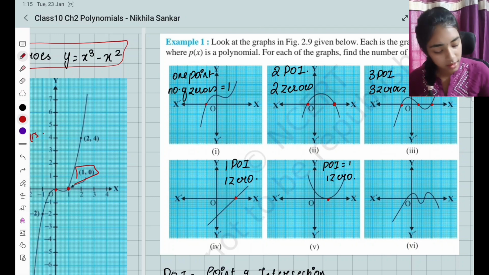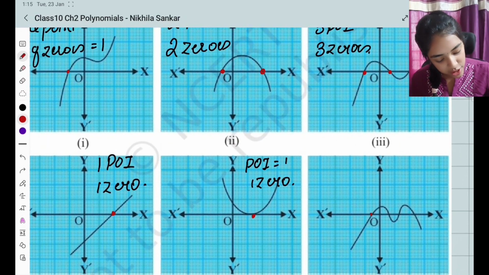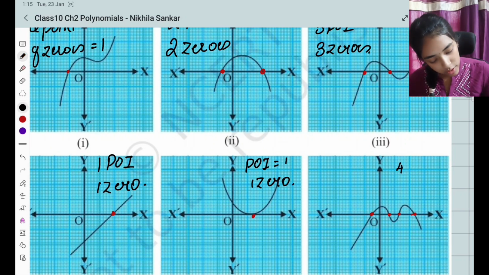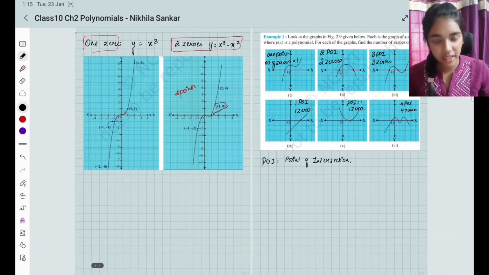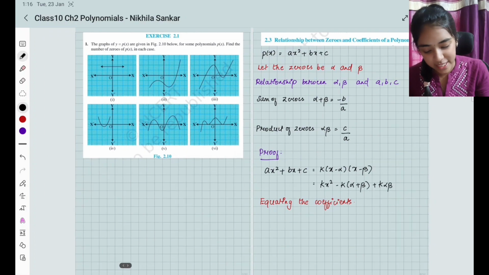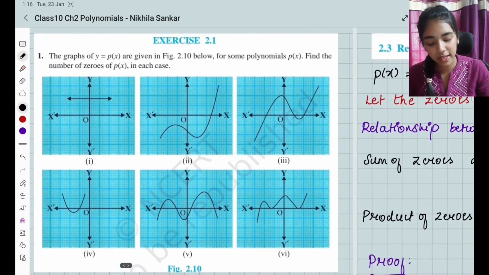Okay? Last question. How many points of intersection? I have 1, 2, 3 and 4. So I have 4 points of intersection. So 4 zeros. Okay? Please copy. So with this we are done with the examples. Let's move on to exercise questions. Okay? So examples poi parunga, that is also important.